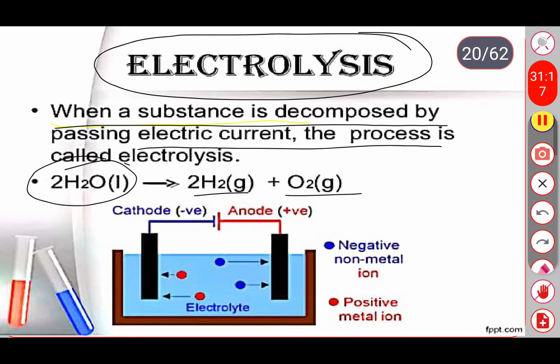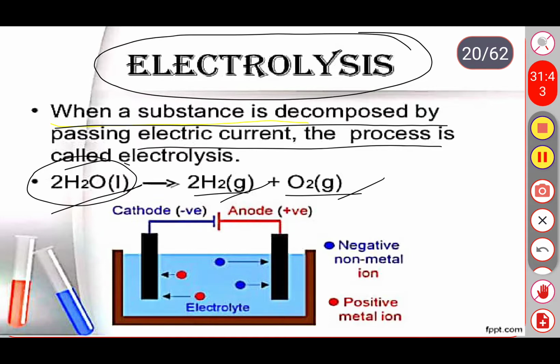The electrolysis of water, here you are taking water, H2O. The electrolysis of water results in hydrogen and oxygen. Once the water is decomposed, it forms hydrogen and oxygen gases, which is a common example of a decomposition reaction. The whole reaction occurs in presence of passing electric current.